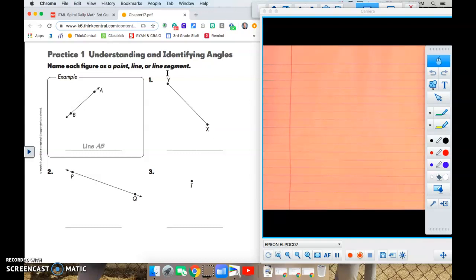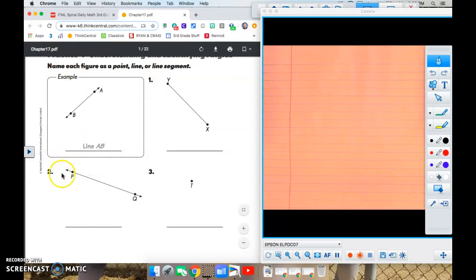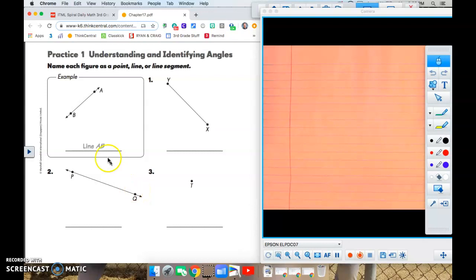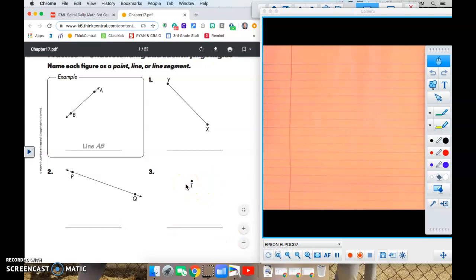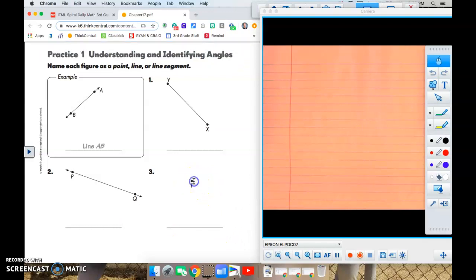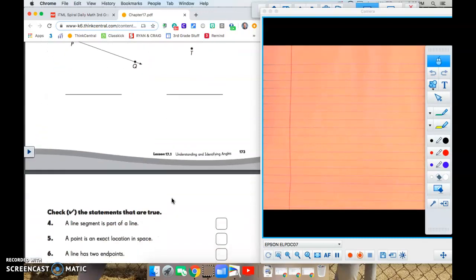Number 2, I see arrows on both ends here, right? So that, like our example, is going to be a line, not a line segment. So you can call it line PQ or line QP. For number 3, I see just one little point, and that is just point T. That's it. There's no line segment. That is simply just a point.